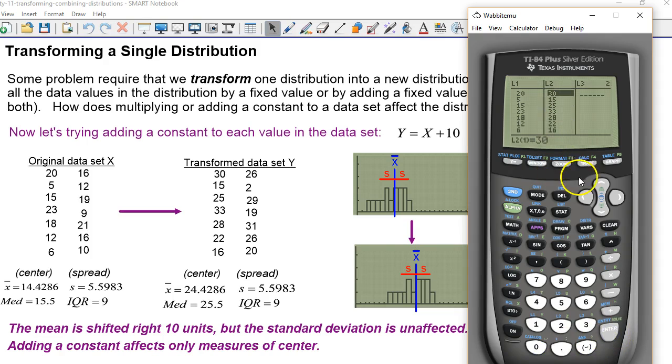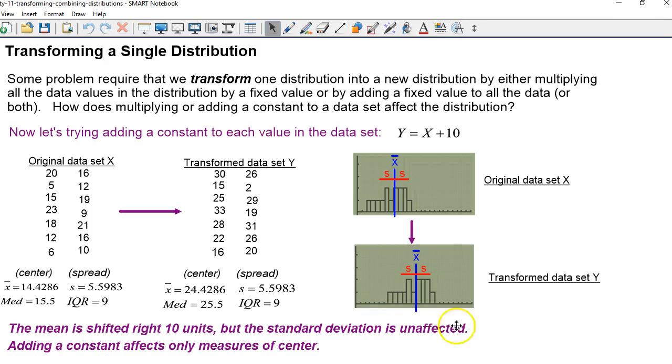Reload the data, again look at the scatter plot, and again look at one variable stats to see the result. What I see is that when we add 10 to all the pieces of data, the mean shifts, but the standard deviation is unaffected. That makes sense because every individual piece of data is just shifting up 10 units. So any measure of width or spread, like the standard deviation and the IQR, would be unaffected, but measures of center would be affected by adding or subtracting a constant.